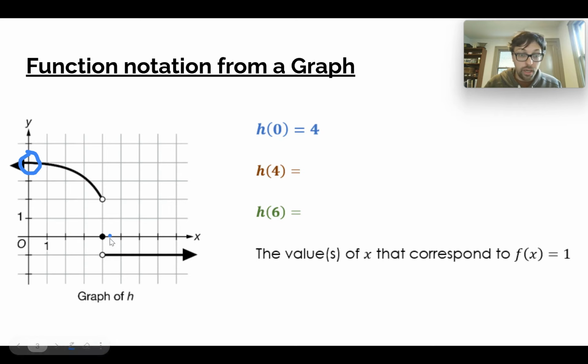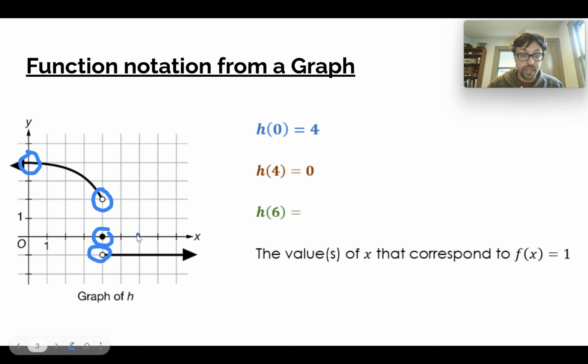H of 4 is when our x value is 4. We've got 3 points there. We've got that open circle, this filled in circle, and another open circle. But h of 4 is just going to be that filled in one. We don't care about these two open circles because that's just where the graph is approaching, not where it actually is. So h of 4 is going to be 0 because we want the y value of this coordinate point.